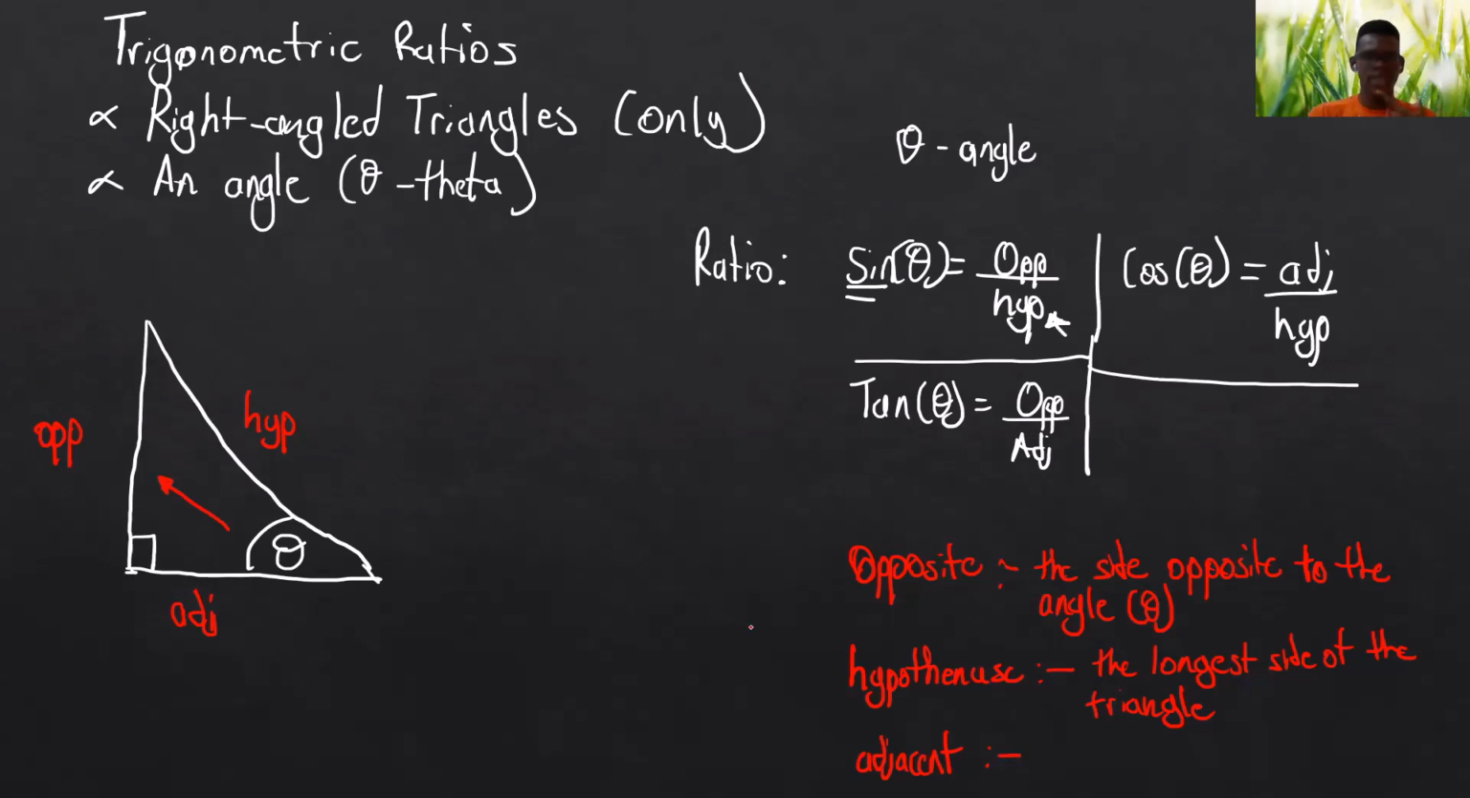So the adjacent of the triangle is actually side by side to the angle theta. Instead of being the side opposite theta, it's actually the side next to it. The side adjacent. I'm going to use back the word opposite because you know it by definition, but I'm not going to use back the word adjacent. We'll just say the side next to, right?